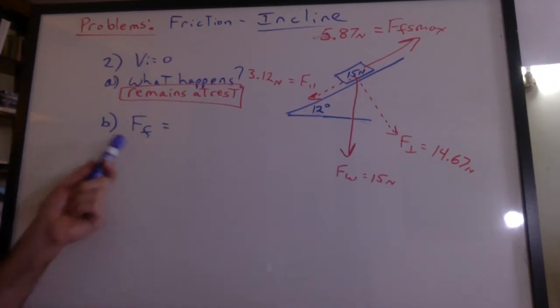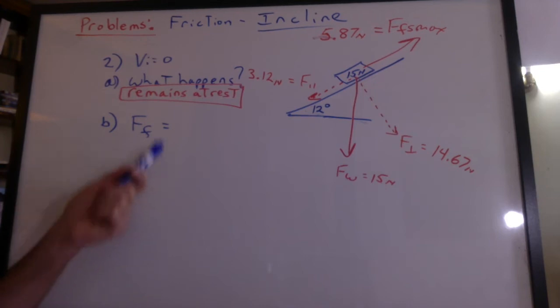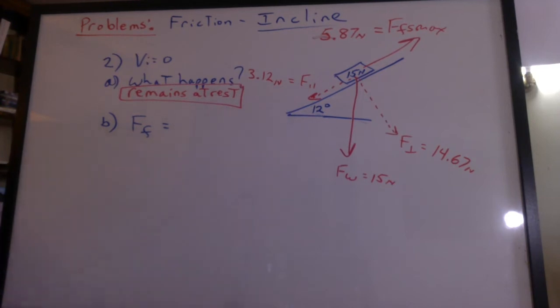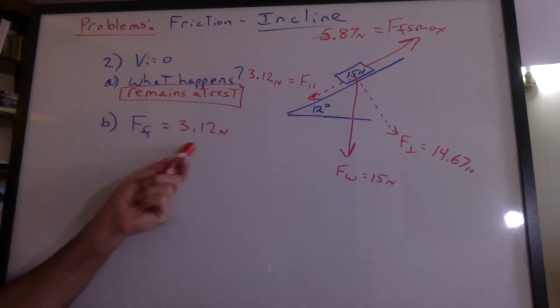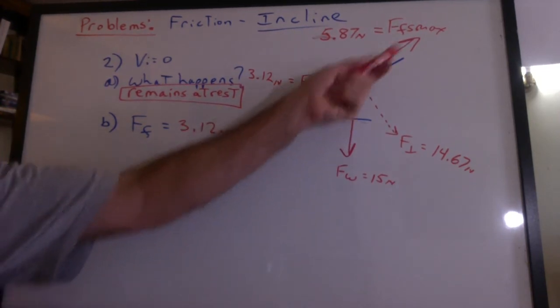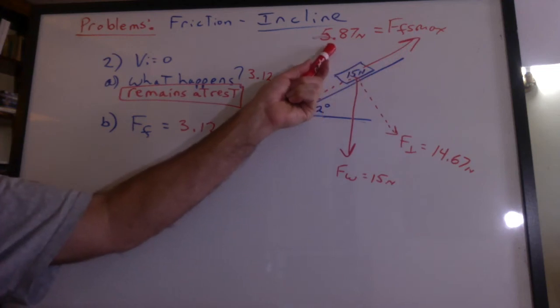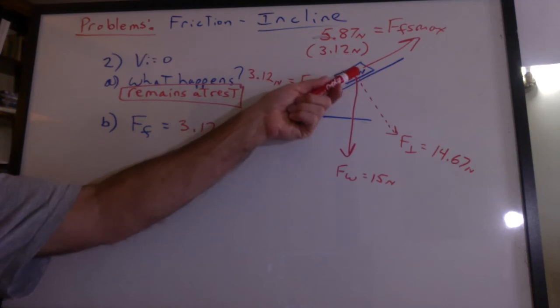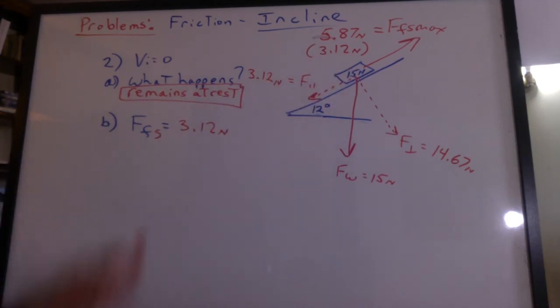So now we can ask, what is the current force of friction? Well, if the block's remaining at rest and there's 3.12 going down the plane, there must be 3.12 newtons going up the plane. So we really don't have 5.87. We only have 3.12. And of course, it's static.